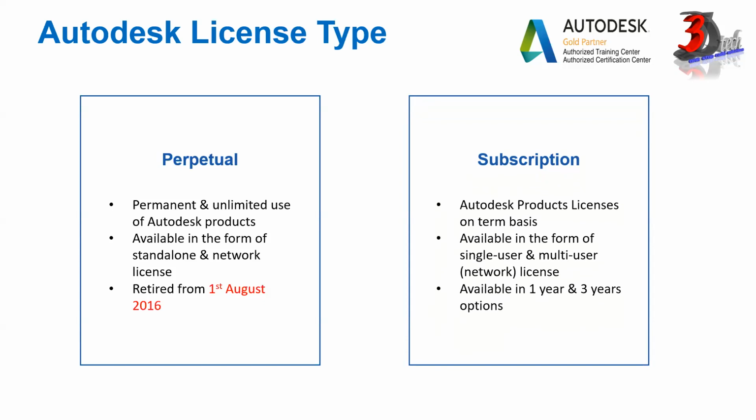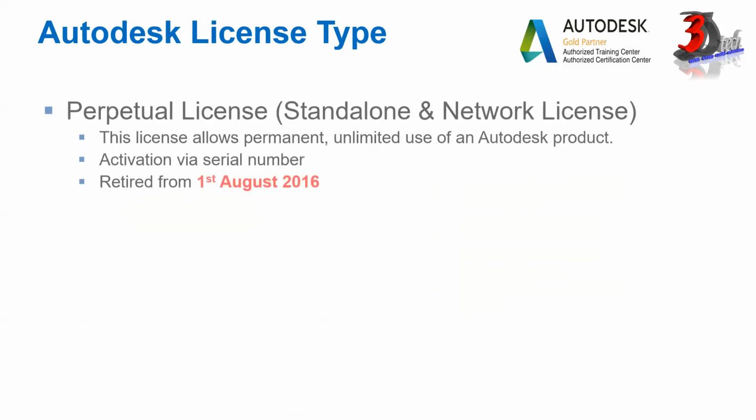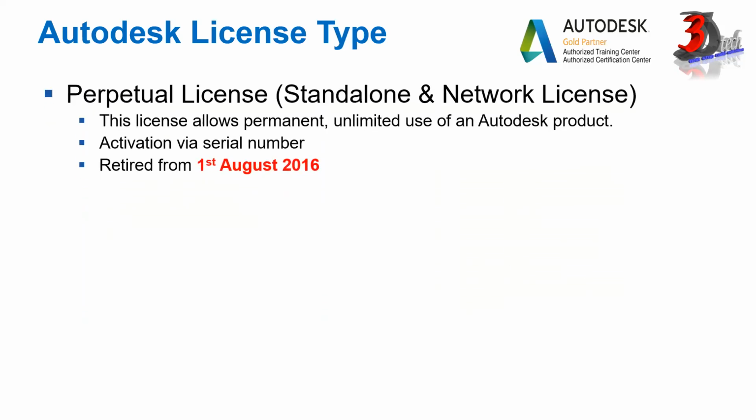To elaborate further on these two licenses, what we are going to look into is first the perpetual license, which comes in the form of standalone and network license. Again, this license allows permanent and unlimited use of an Autodesk product. To install and activate the license, you activate via serial number. When you go to your computer and do the installation, you install and activate using your serial number. Without the serial number, you won't be able to do this. And it is retired from 1st August of 2016.